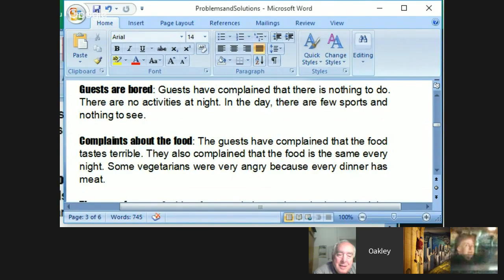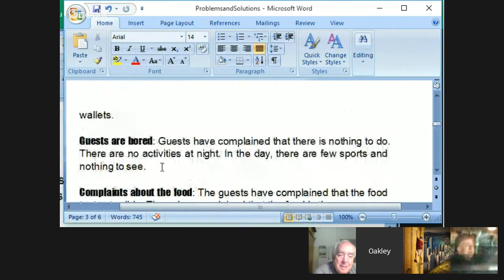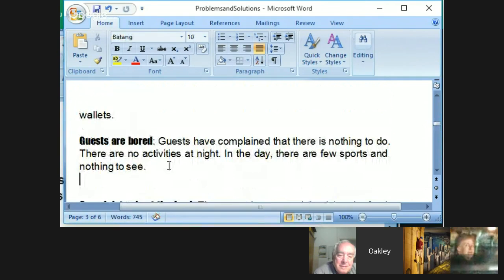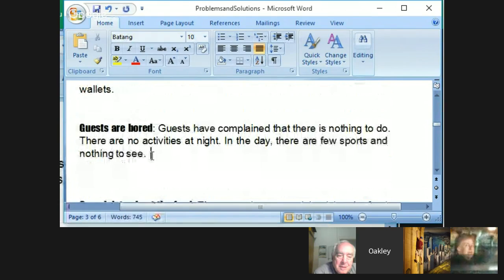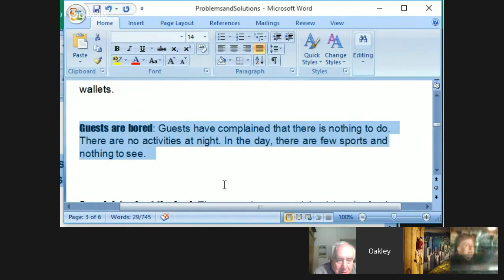Here's one. Okay, Hogan, this time I'm going to start with you for our next one here. Okay. Guests are bored. All right. Guests, Hogan, guests have complained there's nothing to do. There's no activities at night. In the day, few sports and nothing to see. Remember where we are. We're on a beach. We have mountains. We have a coral reef. Hogan, what might you suggest?